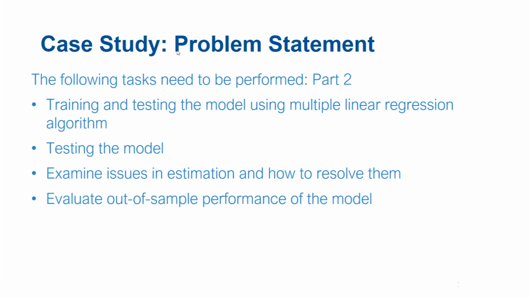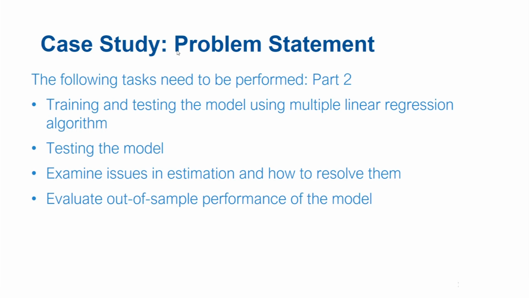There are several issues that we'll deal with. These include multicollinearity, heteroscedasticity, and autocorrelation. We'll examine these issues and we'll try to find ways to resolve them. We'll answer the question how to resolve these issues in the estimation, and then we'll evaluate out of sample performance on the test data set using various quantitative measures and also with visualization.